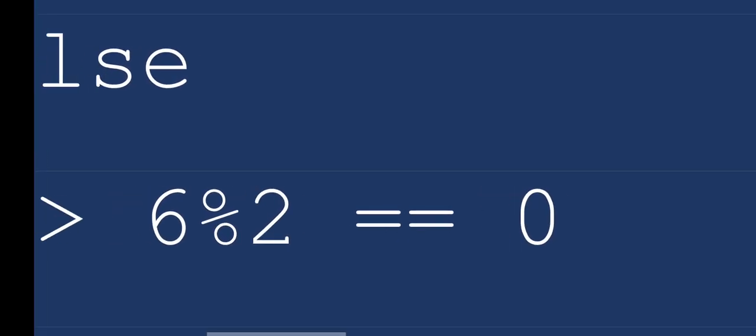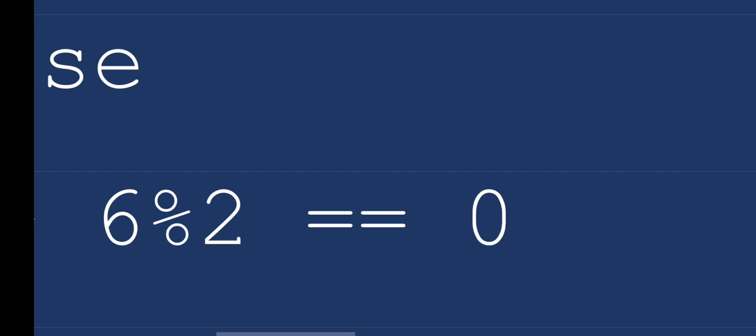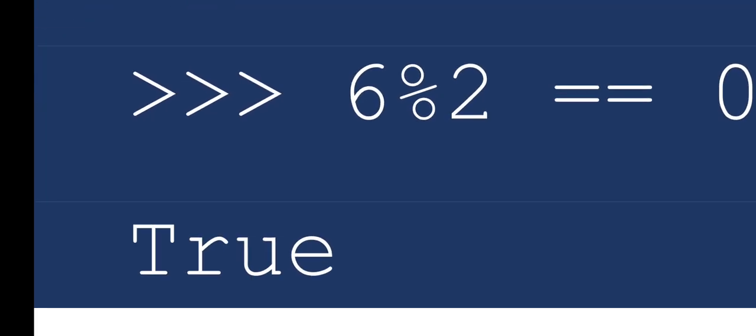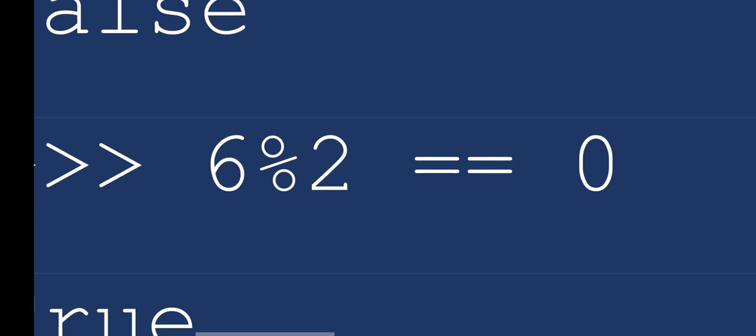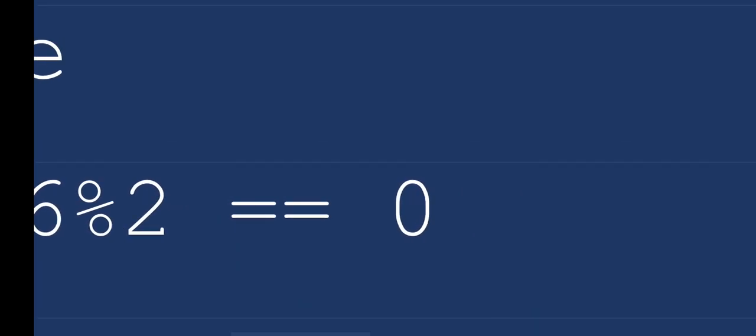And the fifth example is 6 mod by 2, is it equal to 0? And the output is true because 6 mod by 2 is equal to 0.